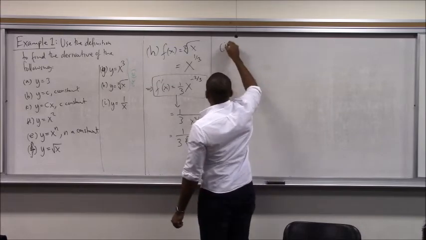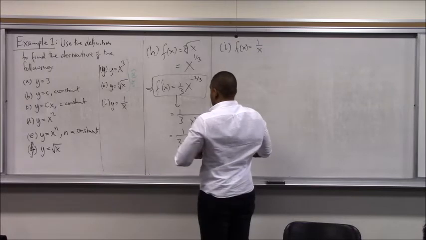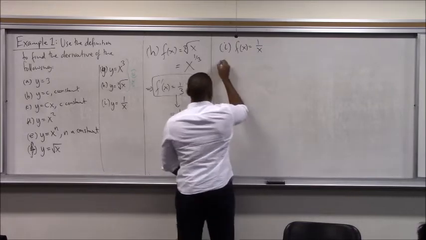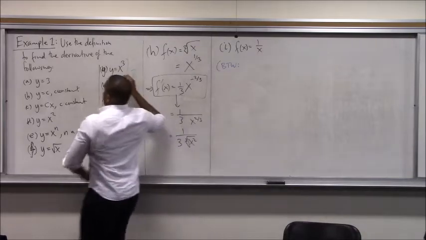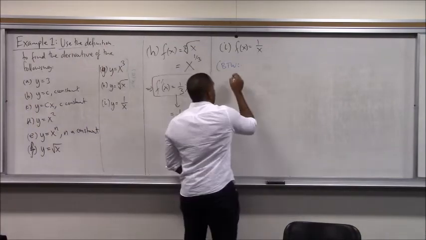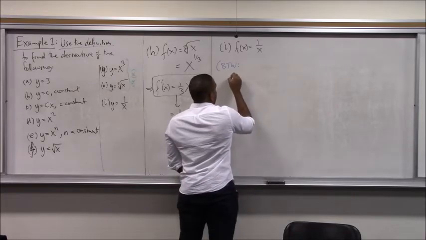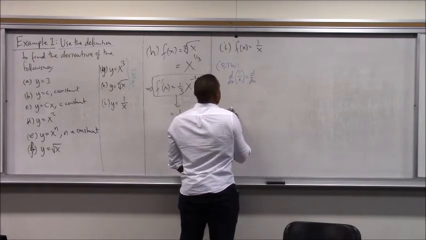So let's look at f of x equals 1 over x. By the way, if you're not required to use a definition here, the power rule would have worked. If you want to talk about the derivative of 1 over x, well, you just rewrite that.